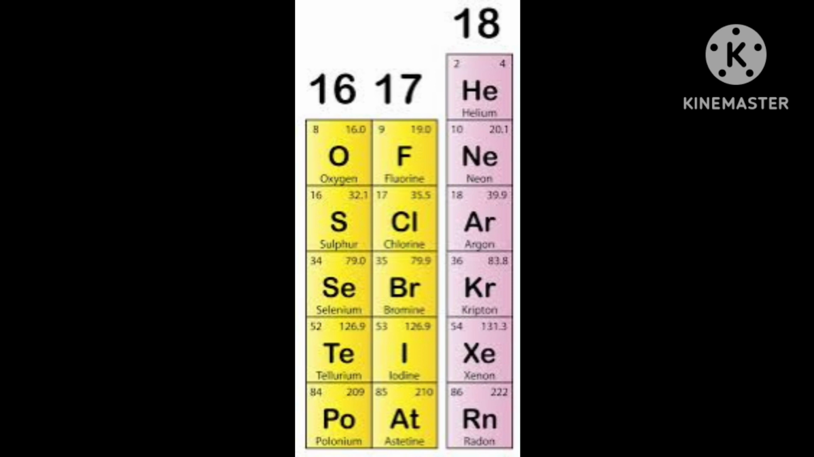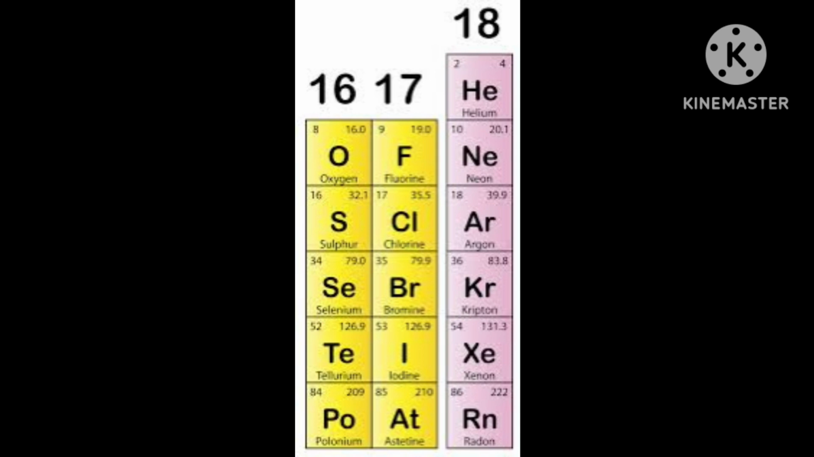Radon is obtained as a decay product of radium 226. Radium has atomic number 88 and mass number 226. On decay, it gives radon, atomic number 86 and mass number 222, plus helium. Helium has mass number 4 and atomic number 2.